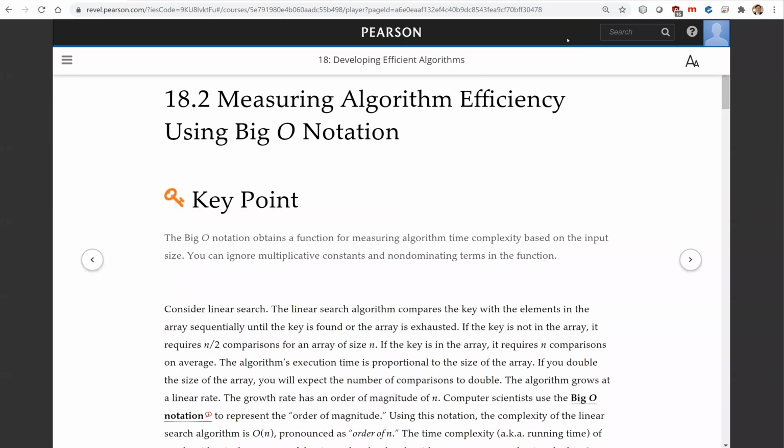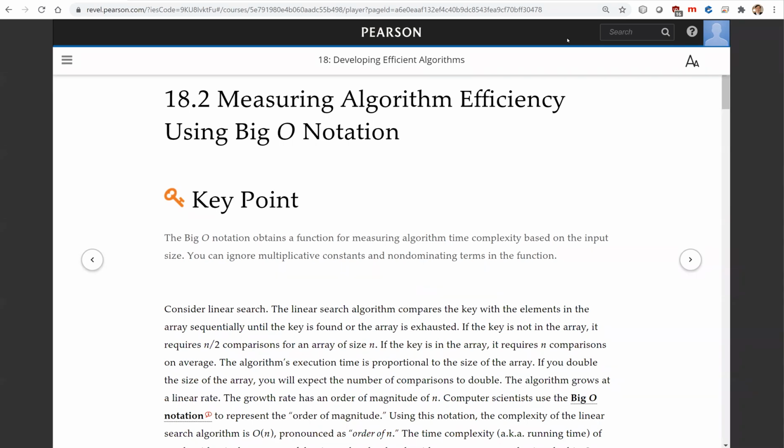Hello, in this video, we will introduce measuring algorithm efficiency using big O notation. The big O notation obtains a function for measuring algorithm time complexity based on the input size. To simplify the notation, you can ignore multiplicative constants and non-dominating terms in the function.